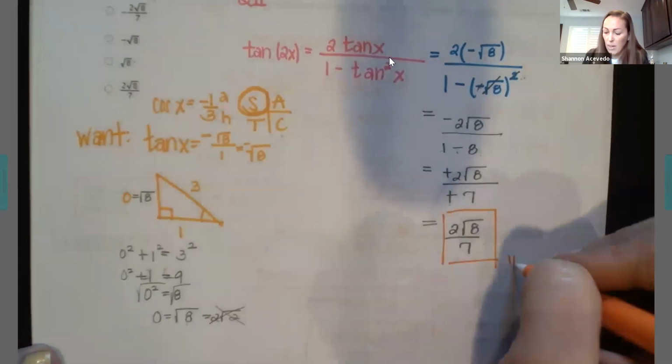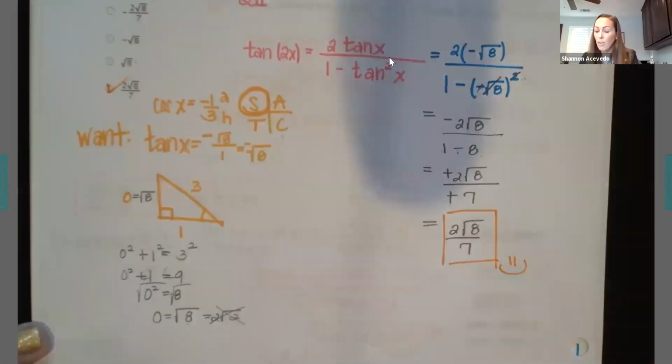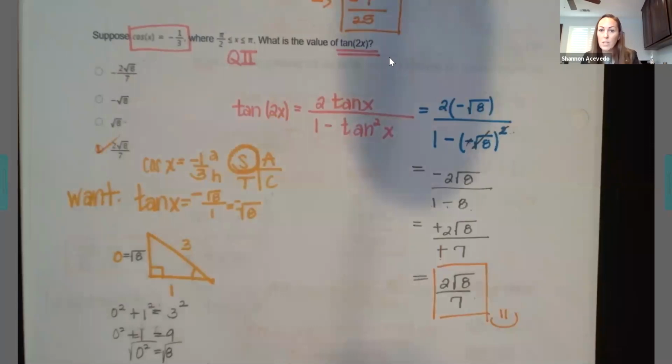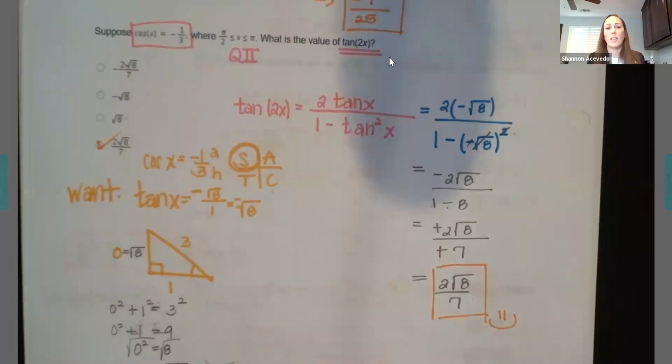Done. And there you go. So again, be careful. Yes, you could simplify that, but all the answer choices were already left as square root of 8. So leave it just like that.